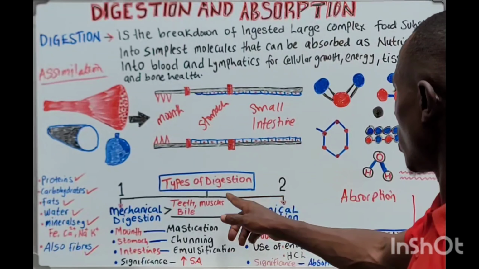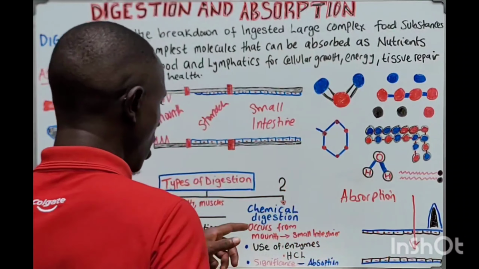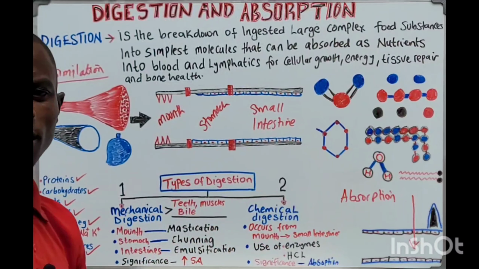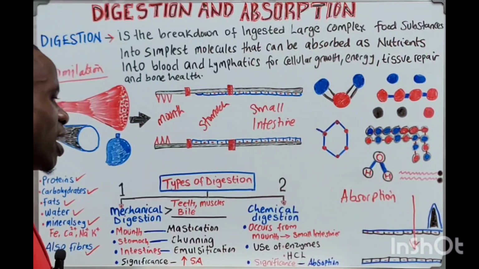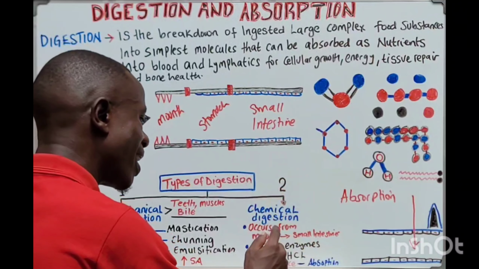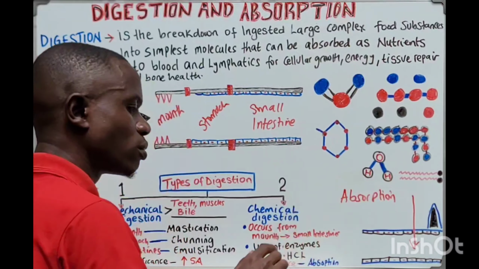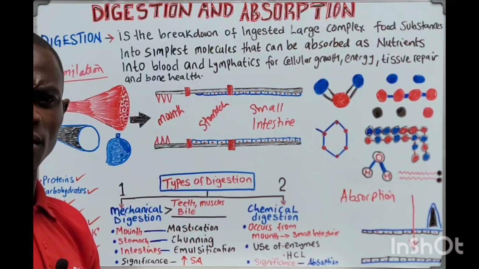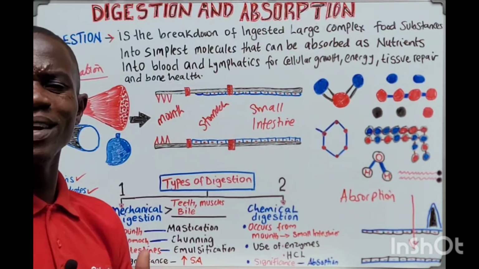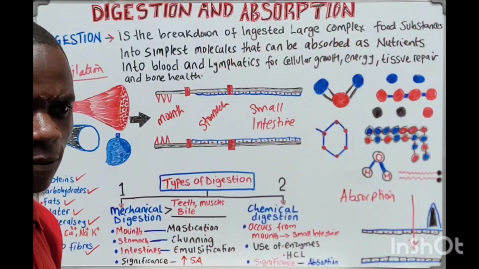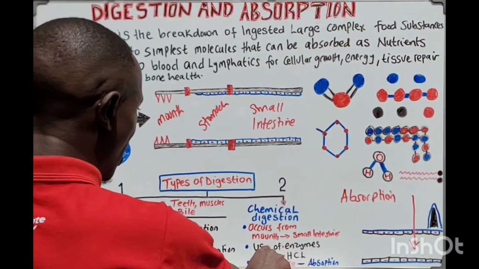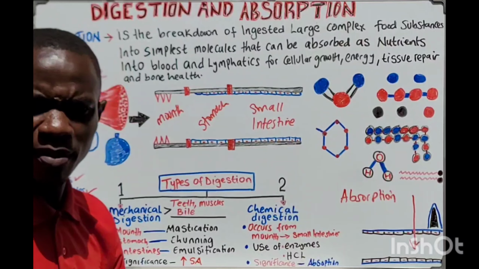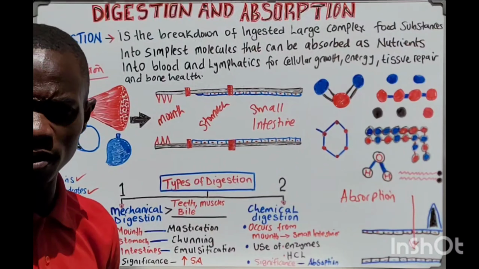Now, the second type of digestion is chemical digestion. And what should come into your mind when you hear of chemical digestion is enzymes. This chemical digestion occurs directly from the mouth up to the small intestine. However, chemical digestion of different kinds of molecules happens in different areas within the digestive system. We have said that in chemical digestion, we use enzymes. This is the primary protein that runs the process of chemical digestion.